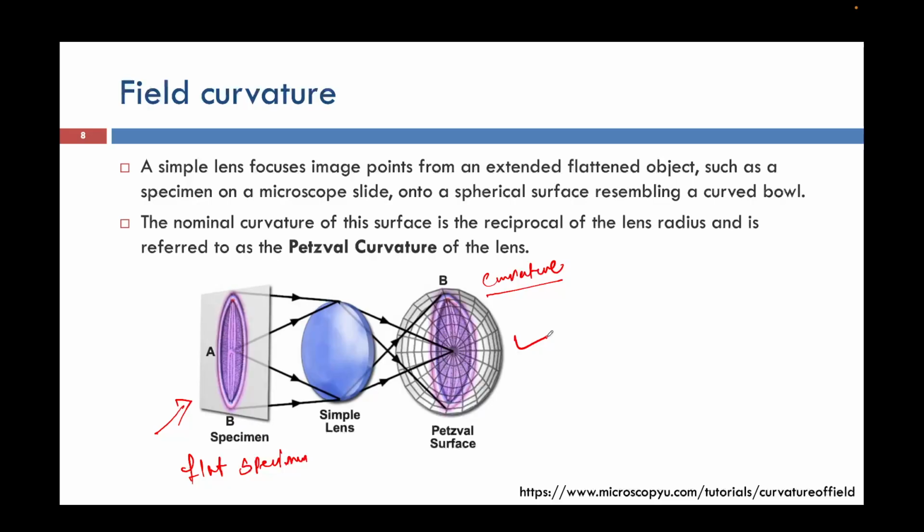Okay, so a simple lens focuses image points of an extended flattened object onto a spherical surface resembling a curved ball. It's like a bowl, like the bowl of water or rice we eat from. It's a two-dimensional thing, but in three dimensions it's like a bowl. So when this kind of effect takes place from a lens, that is known as field curvature. It is also another off-axis aberration.